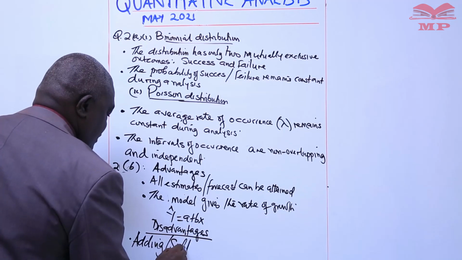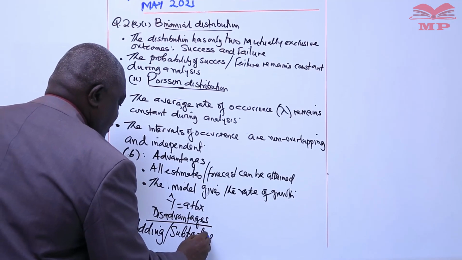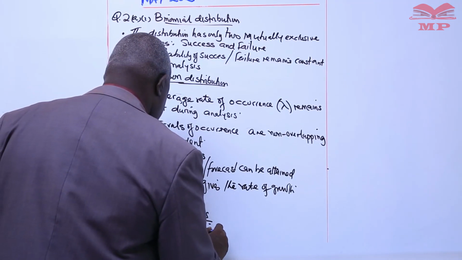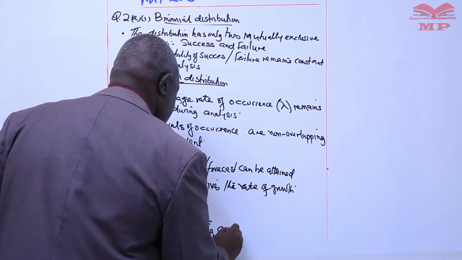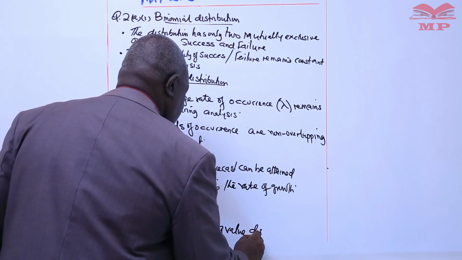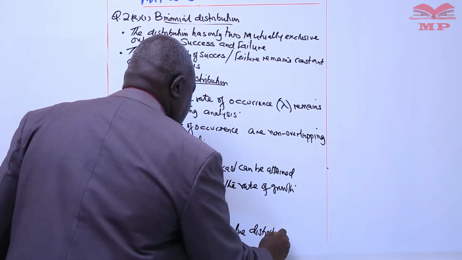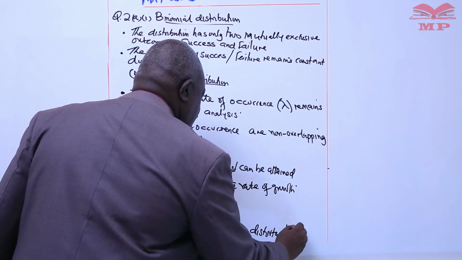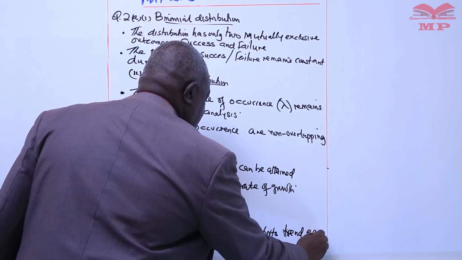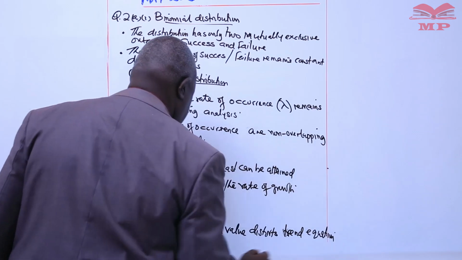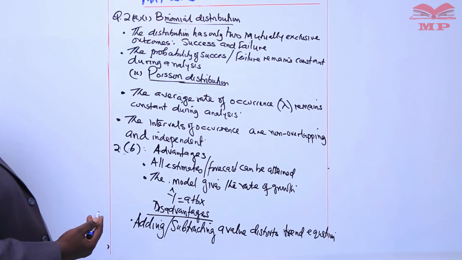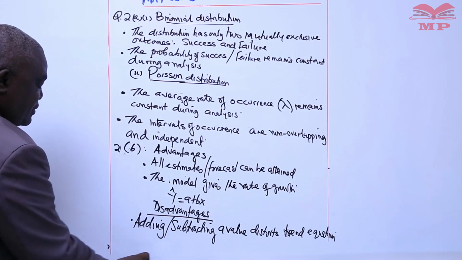Subtracting a value distorts the trend equation, which means you need to revise whatever was there earlier to come up with a new trend equation. And that is what it means.